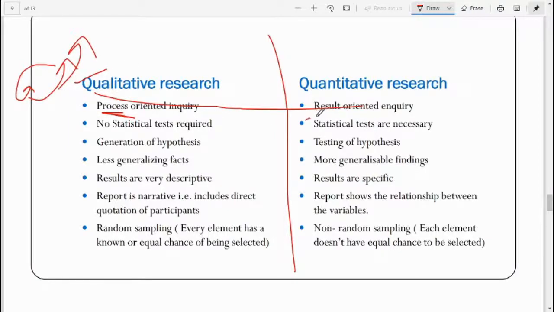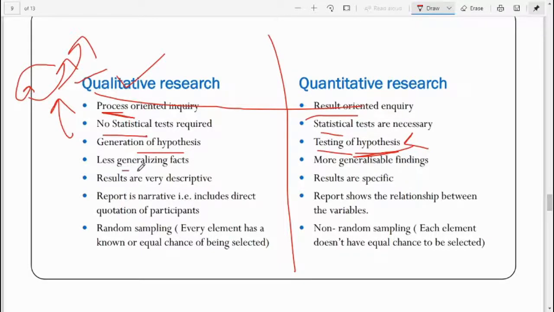Quantitative research is result oriented inquiry. Why is it result? Because you are going to test the hypothesis and get the result, whether this hypothesis is accepted or rejected. It was all about orientation. And next we have this, it carries no statistical test because it is qualitative in nature. But in quantitative we have stats, we have quants. It is related to generation of hypothesis, obviously generation of theory, and here we have to test.